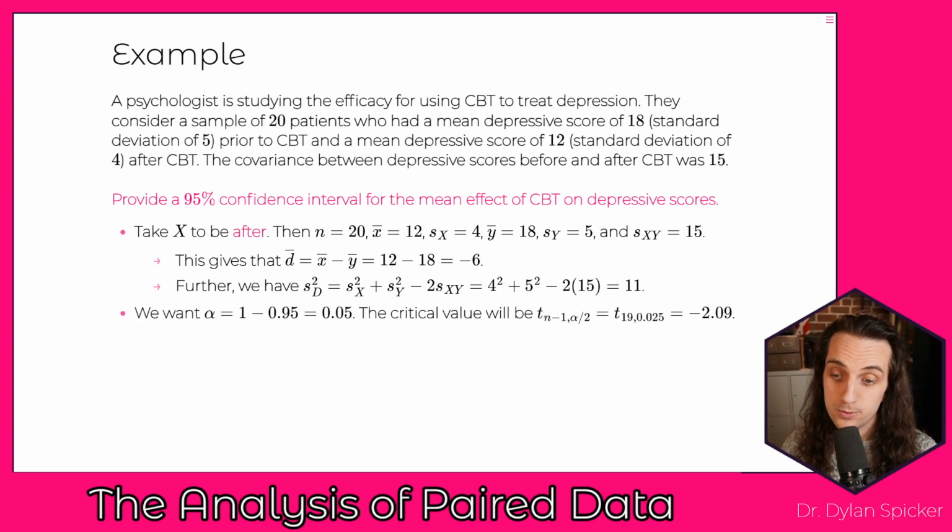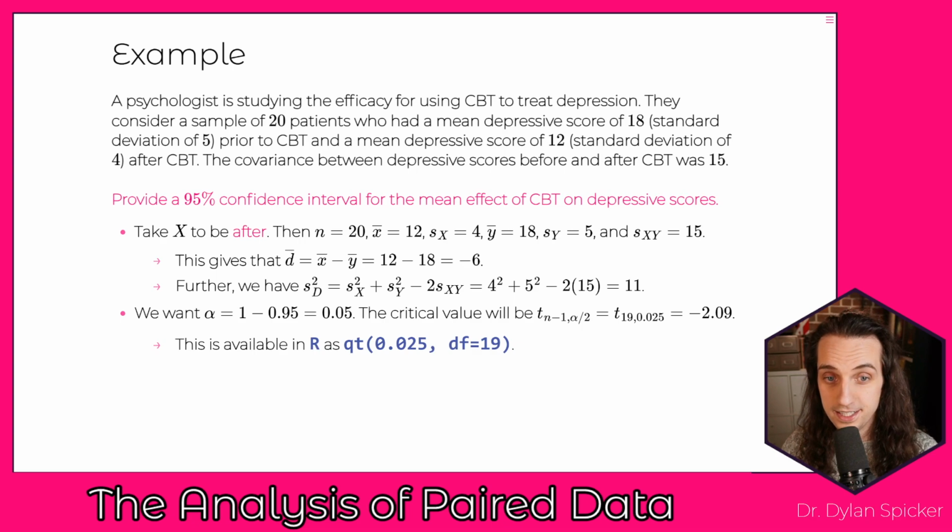We want alpha, which is 1 minus 0.95, to be 0.05. And so the critical value here is going to be our T19 critical value because we have our 20 patients with an alpha of 0.05. And so then 0.05 divided by 2 is 0.025. I think when I was writing this down earlier, I was saying that the sample size was 10. Of course, that was from our last example here. The sample size is actually 20, right? So this should all be fine, right? We get that negative 2.09.